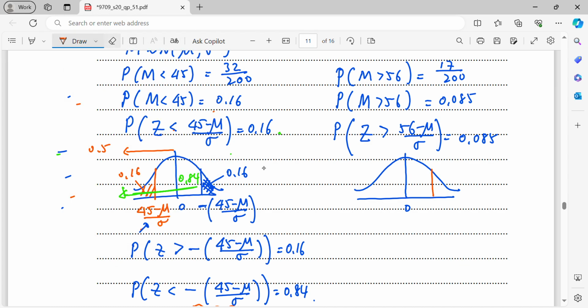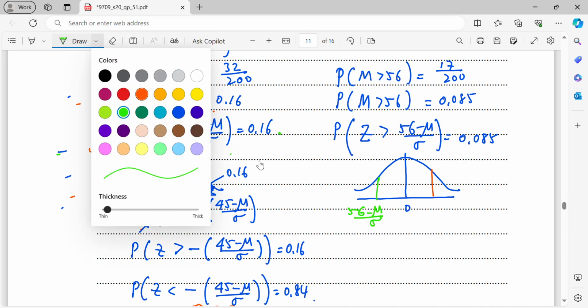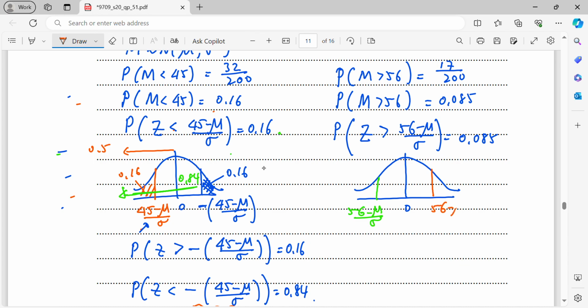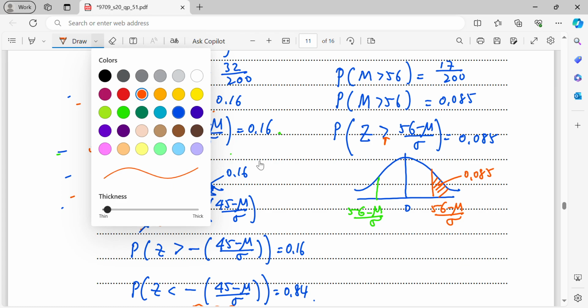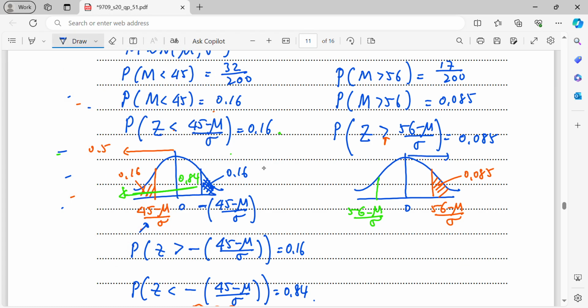Either on the left or on the right. So if I label here as 56 minus mu over sigma, and for the orange line, that is 56 minus mu over sigma. Now look at here, this is greater than. That means the region is towards the right side. So I label here 0.085. But then when you look at the 0 here, I know that this is half. Therefore, obviously the orange line is the correct line, because if you choose the green line, it will be more than 0.5. So it means that now I have to erase this.